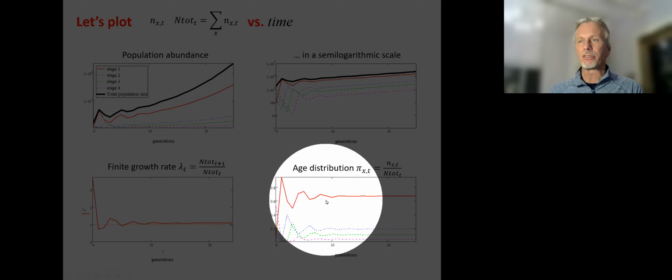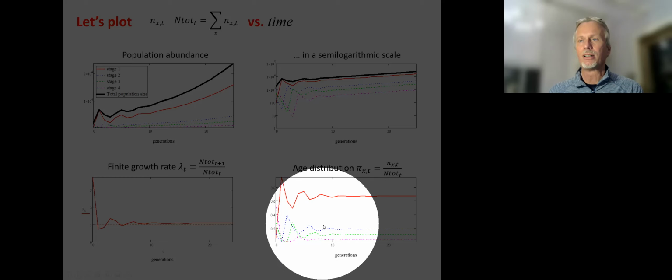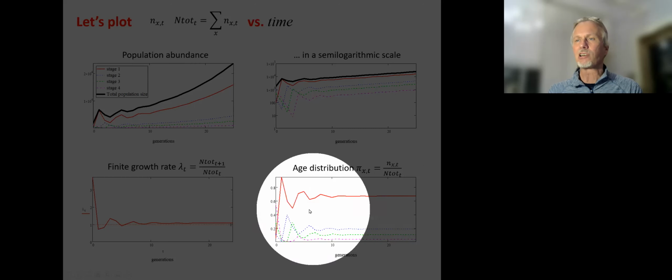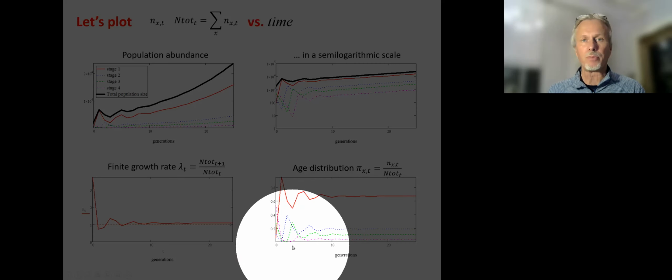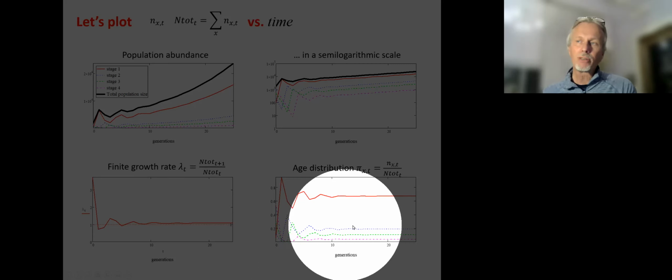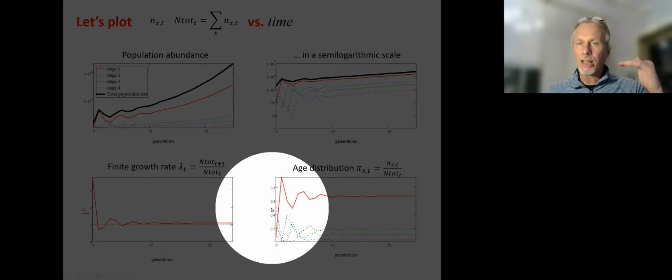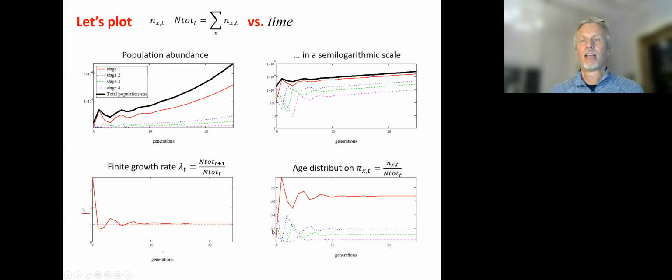And what I see here, so red is age 1, and then we have age 2, age 3, and age 4. What we see clearly is that this age distribution fluctuates quite dramatically depending upon the initial condition, but eventually reaches stability. Okay? And this is called the stable age distribution. We're going to run this exercise together in R during the lab.